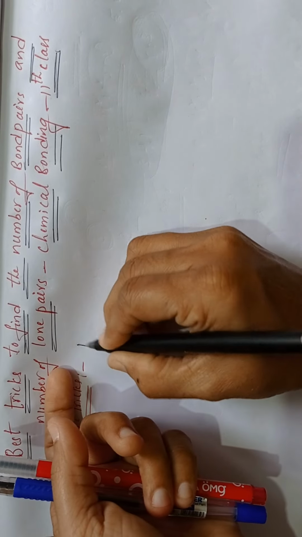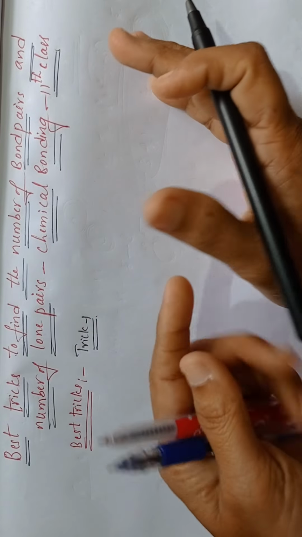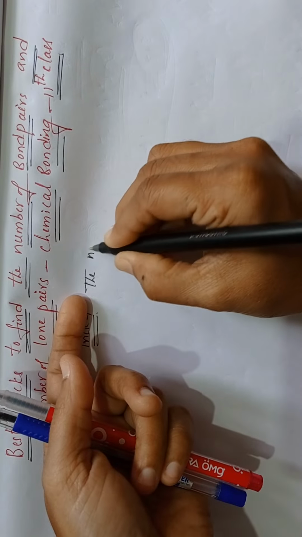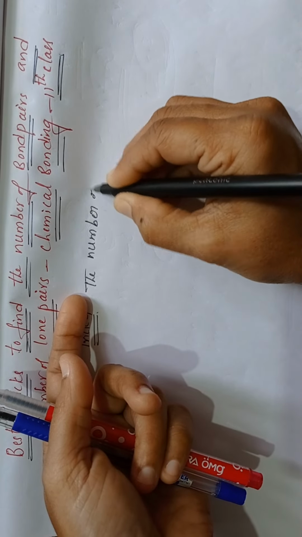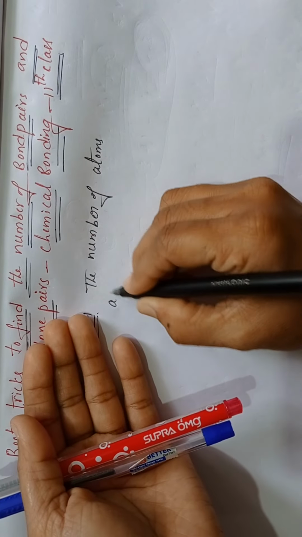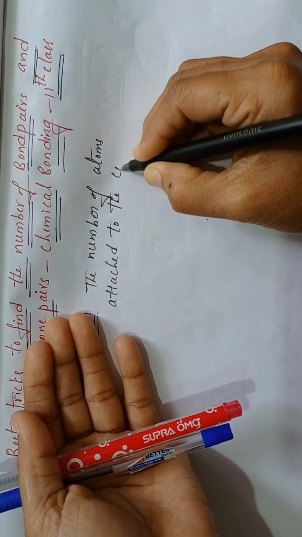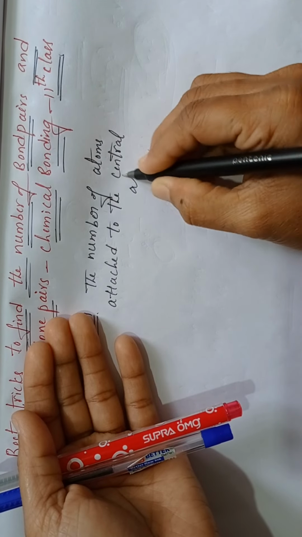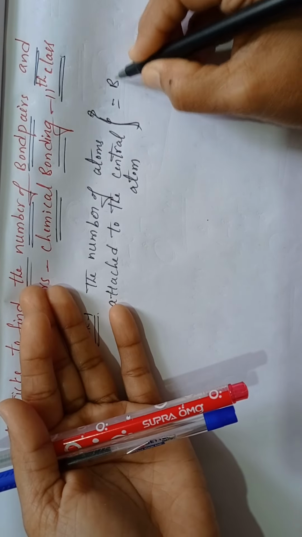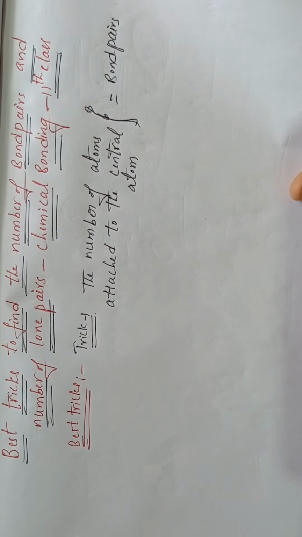Clear, students? Now trick number one: the number of atoms attached to the central atom is called bond pair, students. The number of atoms attached to the central atom is equal to bond pairs. Clear? This is trick number one, students.